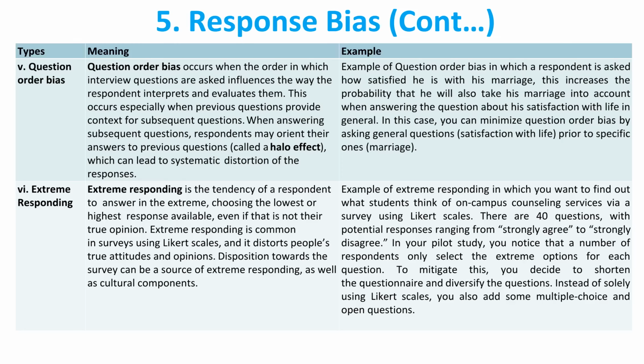Example of extreme responding in which you want to find out what students think of on-campus counseling services via a survey using Likert scales. There are 40 questions, with potential responses ranging from strongly agree to strongly disagree. In your pilot study, you notice that a number of respondents only select the extreme options for each question. To mitigate this, you decide to shorten the questionnaire and diversify the questions. Instead of solely using Likert scales, you also add some multiple choice and open questions.